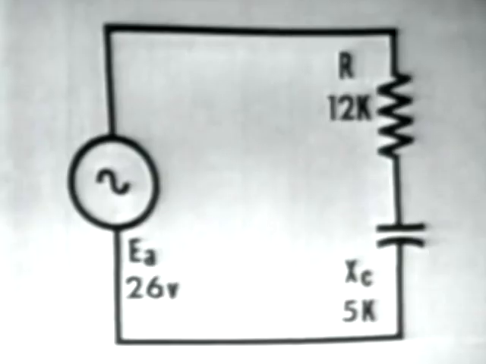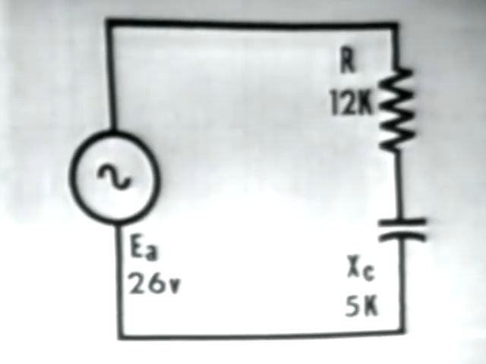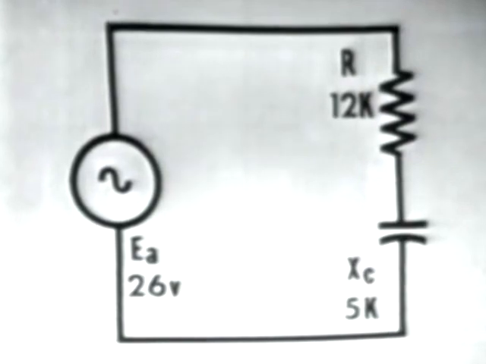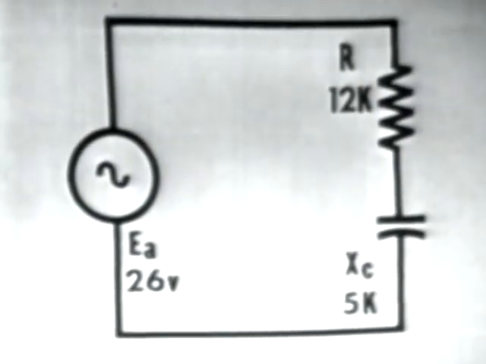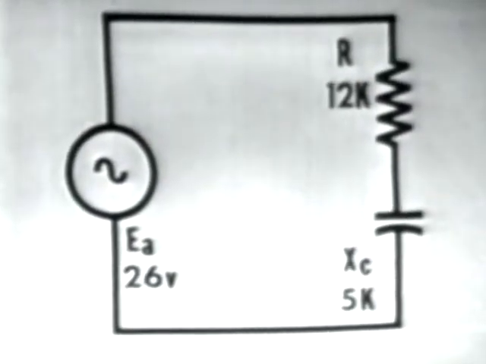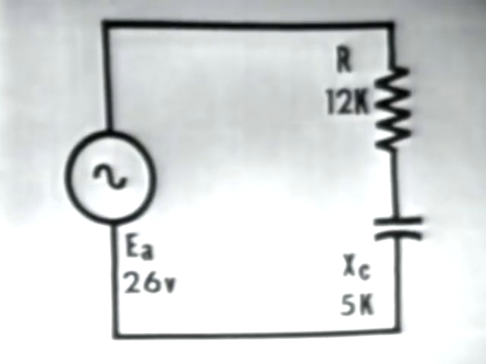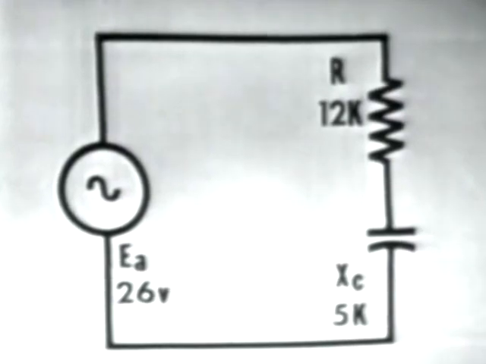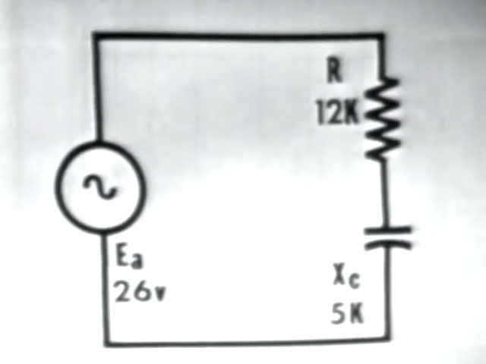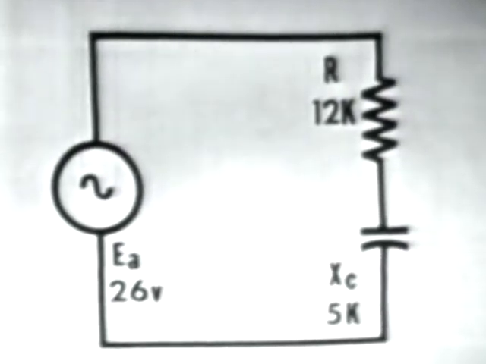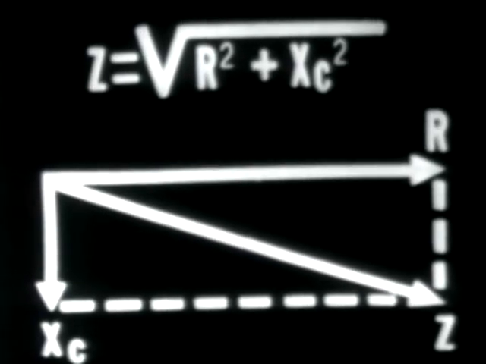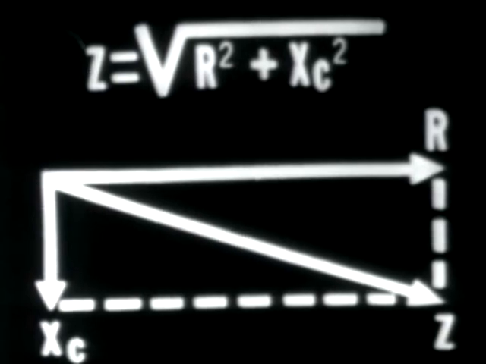All right, another way of solving the same problem is through the use of Pythagorean theorem and trigonometric functions. This method is somewhat easier in that we do not have to rely on graph paper, scales, protractors, and rulers. The problem can be solved mathematically with the aid of trig and square root tables. Pythagorean theorem, as applied to reactive circuits, comes out like this: Z is equal to the square root of R squared plus X sub C squared.